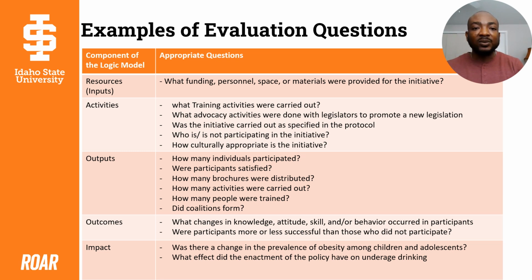And for outputs, we could have questions such as: how many individuals participated? Were participants satisfied? How many brochures were distributed? How many activities were carried out? How many people were trained? Did coalitions form? For the outcomes, we could ask what changes in knowledge, attitude, skill, or behavior occurred in the participants. Were participants more or less successful than those who did not participate? And then for the impacts, we could ask: was there a change in the prevalence of obesity among children and adolescents? What effect did the enactment of the policy have on underage drinking?